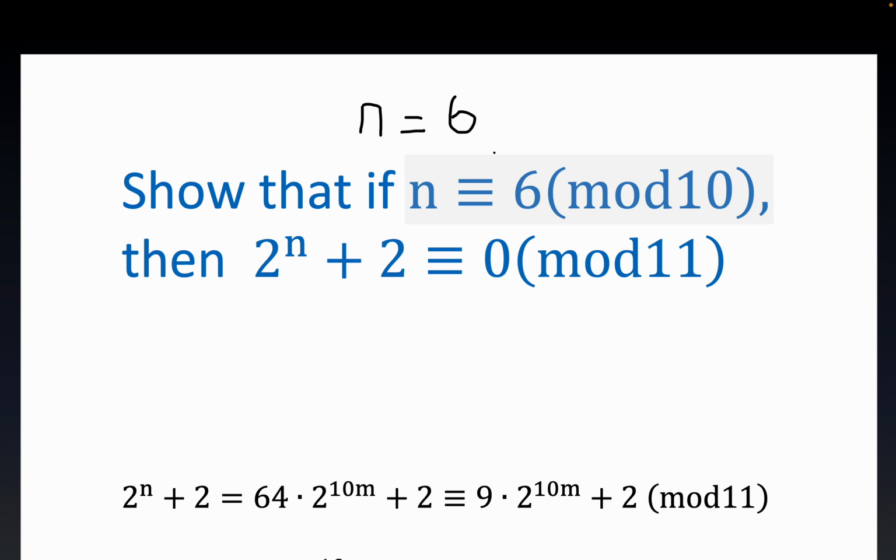It means n leaves a remainder of 6 when divided by 10. And so you can rewrite that as 10m plus 6. And of course, m is just some integer, positive or negative, or even 0, because 6 is congruent to itself. Now, we're actually trying to show that 2 to the n plus 2, if n is in this form, is divisible by 11. That's what this means.